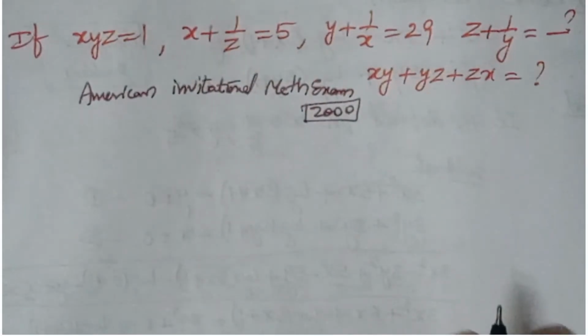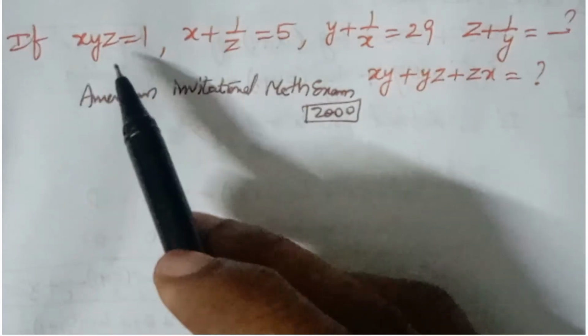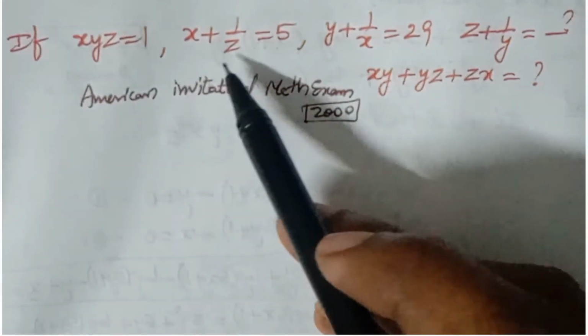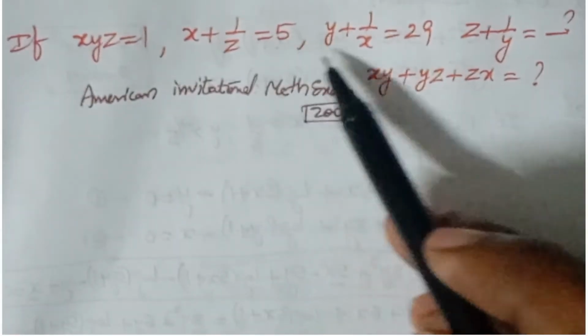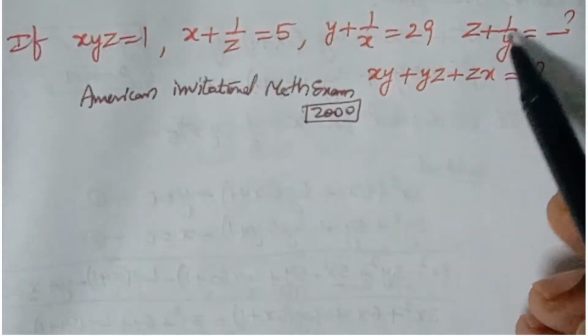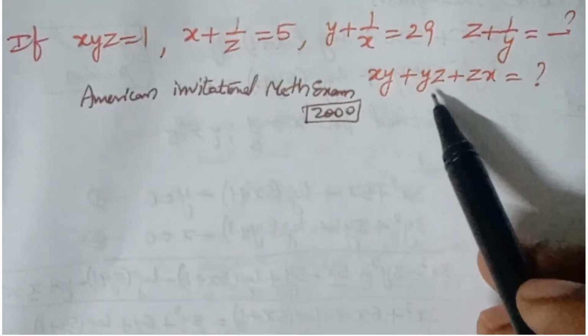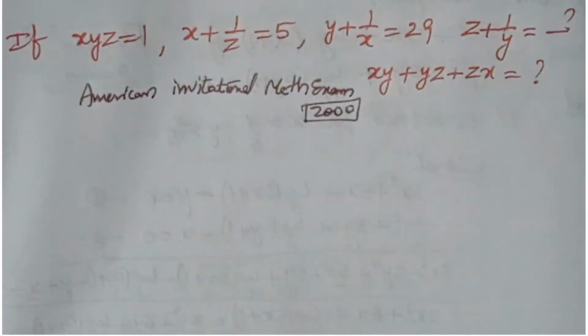The question is from the American Invitational Mathematics Exam 2000. Given that xyz is equal to 1, x plus 1 by z is equal to 5, y plus 1 by x is equal to 29, what is the value of z plus 1 by y, and what is the value of xy plus yz plus zx?